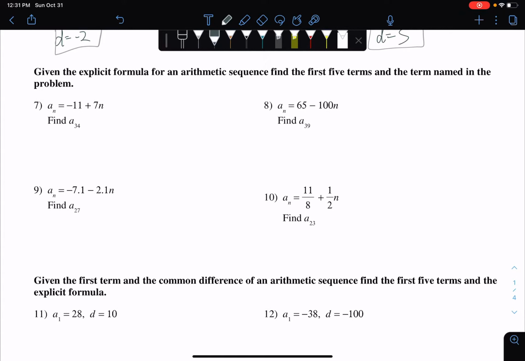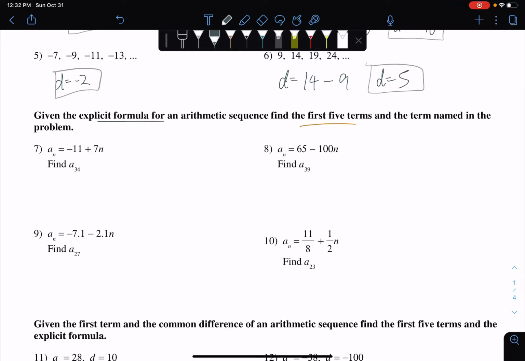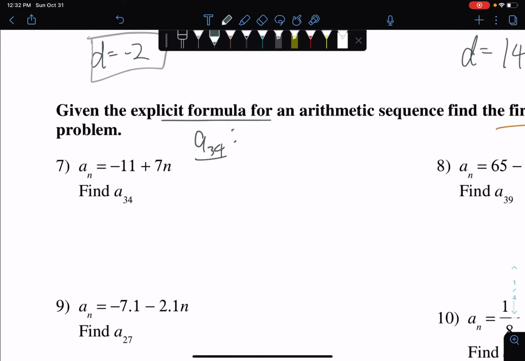Given the explicit formula for an arithmetic sequence, we know the explicit formula, which is this. We're called to find the first 5 terms and the term named in the problem. Depending on your preference, I'll just show you how I solve these problems. So to find a sub 34, we know that we have the explicit formula. We could make good use of it this way.